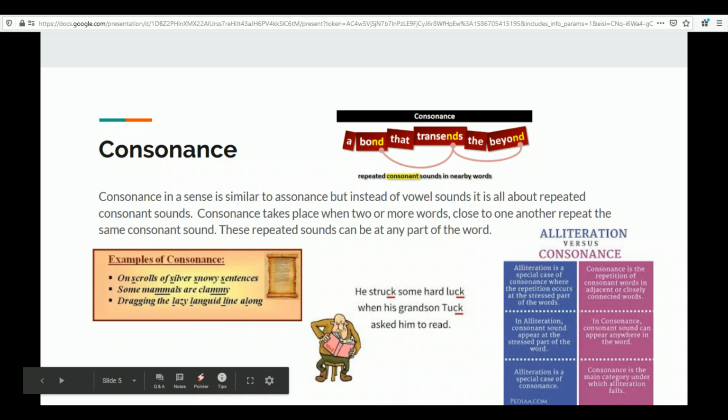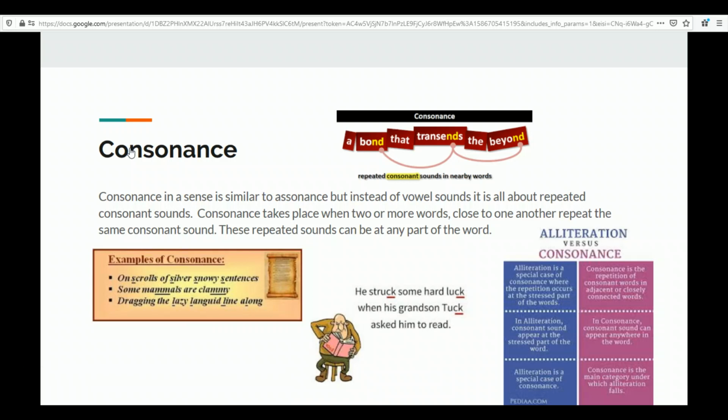So that's that. And later this week, I'm going to give you an assignment where you have to come up with your own poem, and you're going to have to include these things. So for today, for our lesson and our homework, you're going to have to write three sentences: one that uses assonance, one that uses alliteration, and one that uses consonance. And I'll show you that I made some.